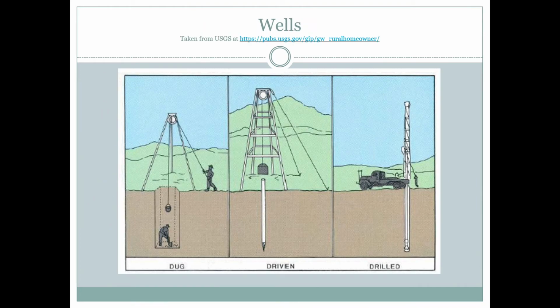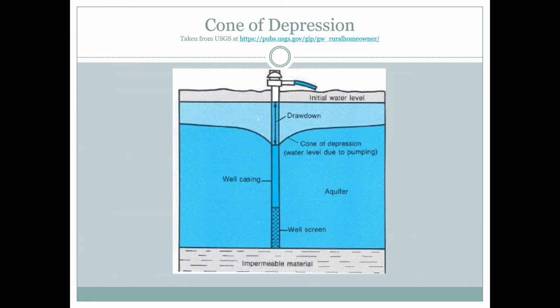Let me show you. All right, these are wells, right? And different types of ways of digging a well. You can dig a well, you can drive a well, or you can drill a well. We all maybe know this. But anyway, you're digging down to get below the water table so that you can access the water below the ground. All right. Well, let me talk about the cone of depression right now real briefly.